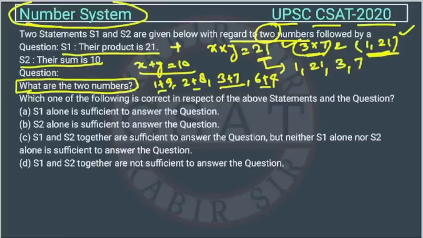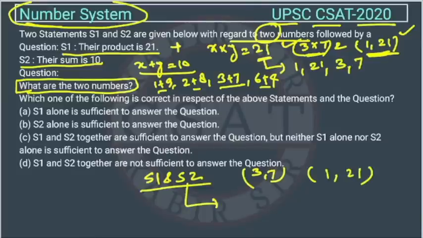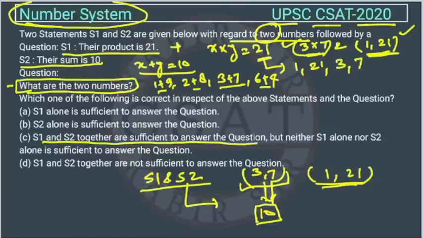Now if we take both the statements S1 and S2, then what will happen? We know that the numbers will be either 3 and 7 or 1 and 21, and the second statement is saying their sum is 10. So only in this case their sum is 10. In this case their sum is 22. So their sum is 10 in this case. So if we are taking both the statements, then we can answer this question, right. So S1 and S2 together are sufficient to answer the question, but neither S1 alone nor S2 alone is sufficient to answer this. So option C is the correct choice for this question, okay.